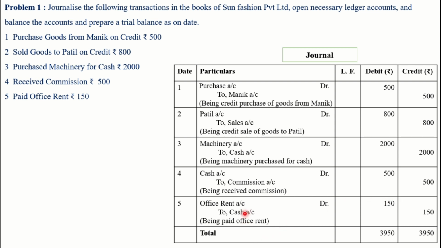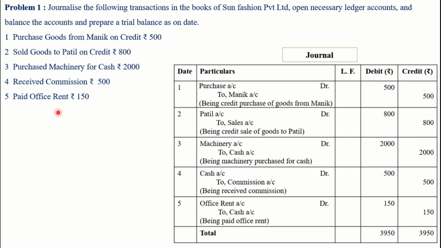Okay, cash account is a type of real account. Rule of real account is credit what goes out. Here while paying the office rent, cash is going out of the business. That's why cash account is credited with rupees 150.